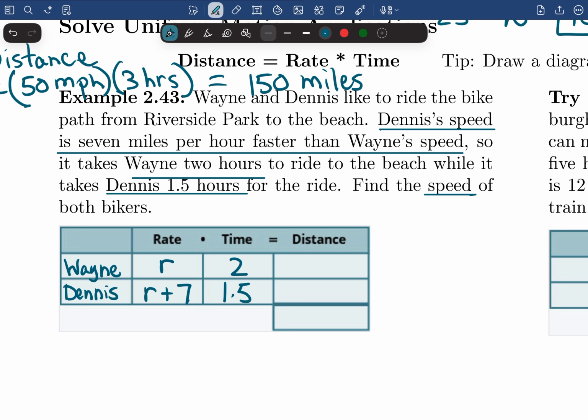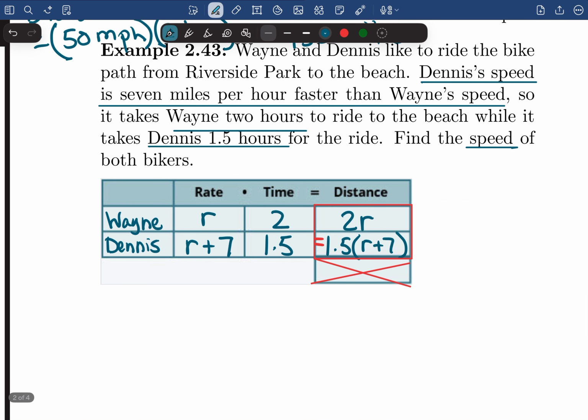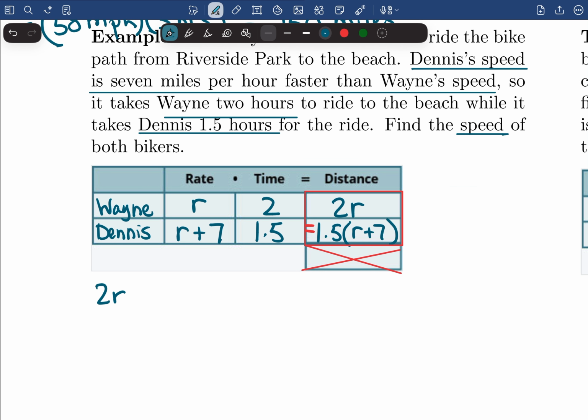All right, so for Wayne, if we multiply rate times time, we would have 2 times R. And for Dennis, we'd have 1.5 times R plus 7. Now, since they are traveling the same distance, we can set these two pieces equal to each other, right? Their distances are equal. So we're going to set these two pieces equal, and we don't have to worry about this bottom column in this circumstance. So let's take 2R and set it equal to 1.5 times R plus 7.